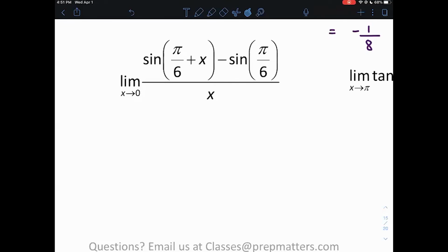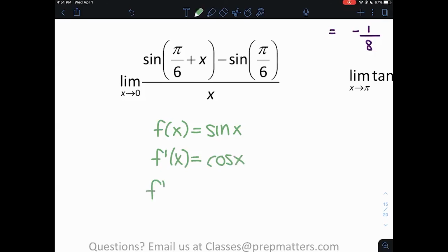But if it is scary, this is the limit definition of a derivative with f of x equaling sine of x. And all that this limit is really asking you to do is figure out what the derivative of this function is when x equals pi over 6. So the derivative is cosine of x, the derivative evaluated at pi over 6 is cosine of pi over 6, root 3 over 2. Done. If you can recognize that limit definition of a derivative, which is what we started with today, you can get through these limits beautifully.